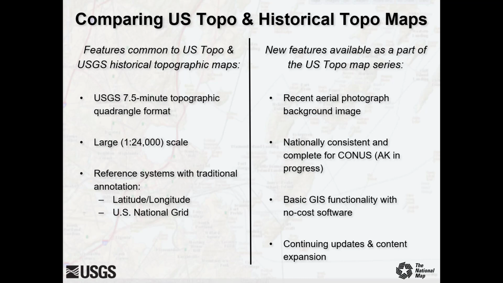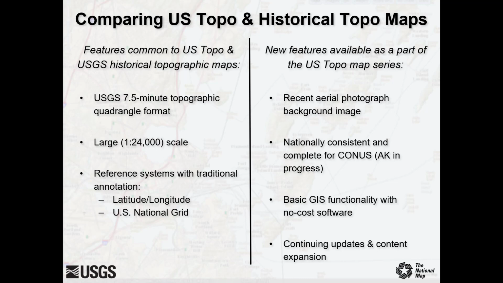In addition to the similar detailing in the outside margins of the map, it uses the 7.5-minute grid of the earlier map series and has a scale of 1 to 24,000. As mentioned before, the digital nature of the product and the layering available in geospatial PDF format allows a recent aerial photo background image to be included.